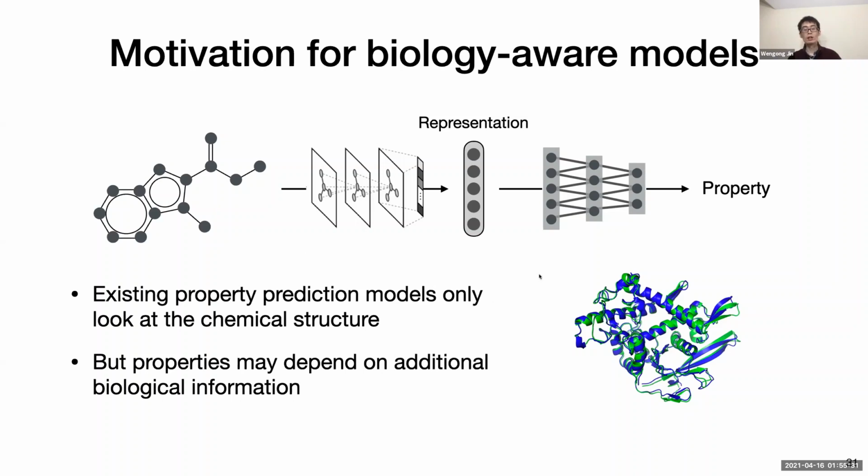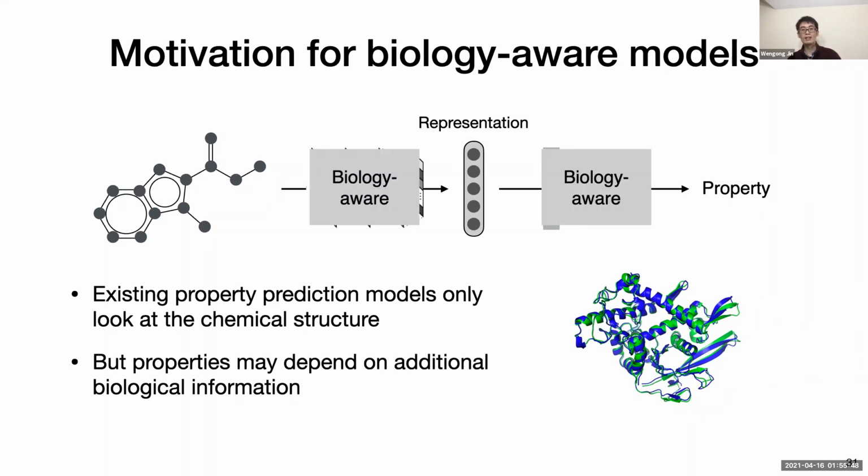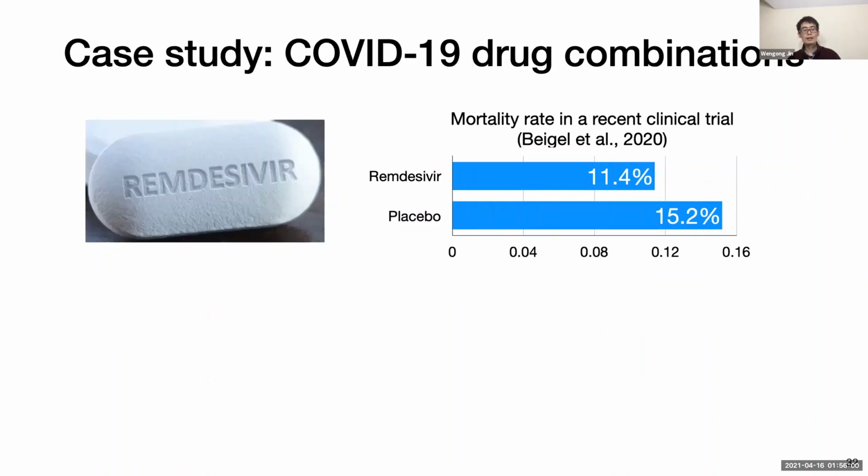And also when it comes to viruses like COVID, for which we don't have enough data, we actually need to bring this biological knowledge back into the model in order to generalize better. So that's the motivation. Basically, I want to build a model that is aware of certain biological knowledge. That's the case study we did on COVID-19 drug combinations very recently.